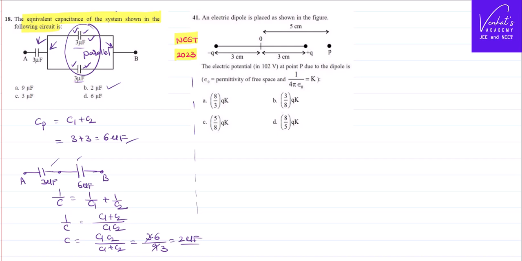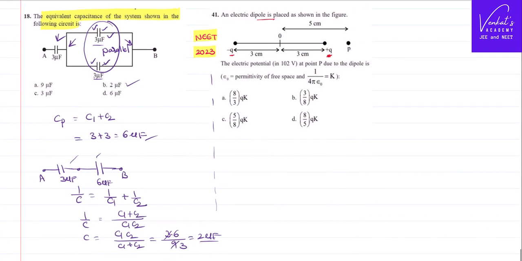Let's have a look at the second question. An electric dipole is placed as shown. First of all, what do you mean by a dipole? It is charges of equal magnitude but opposite signs, minus q and plus q, separated by a certain distance, 3 centimeters. That's the distance between the two charges. What is the electric potential at a point P? Of course, this is 10 power 2 volts.